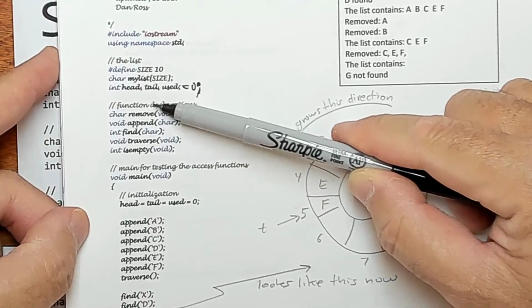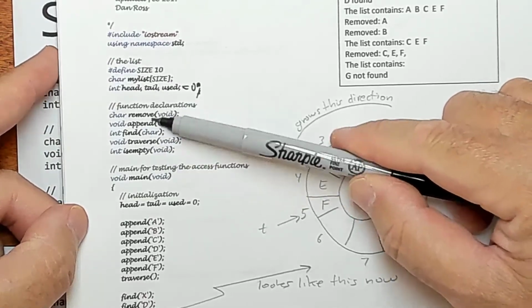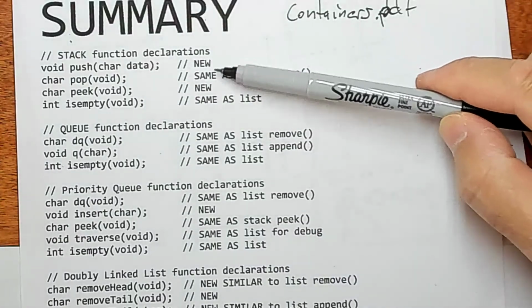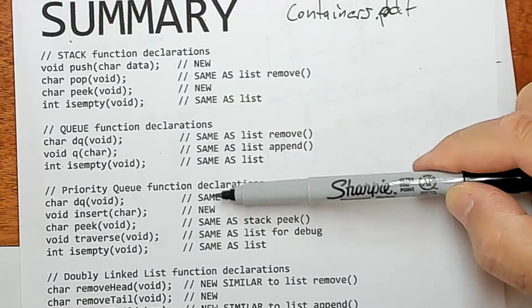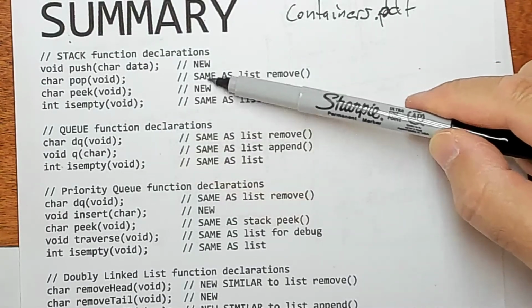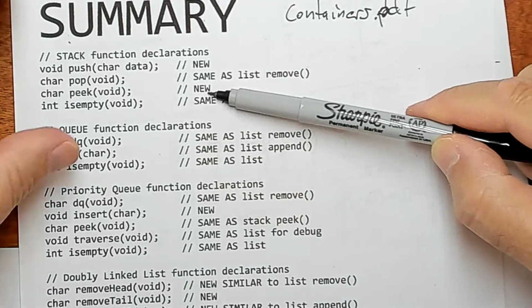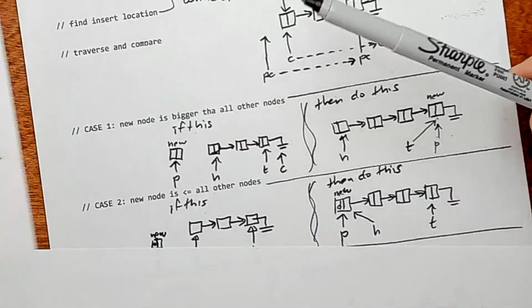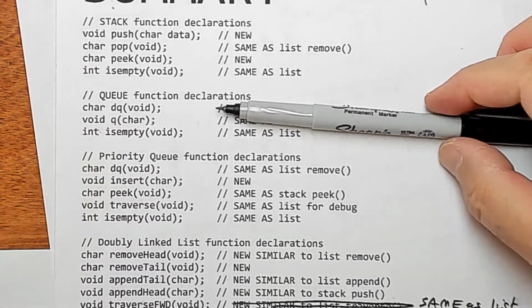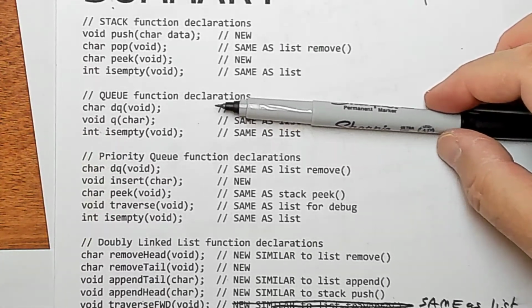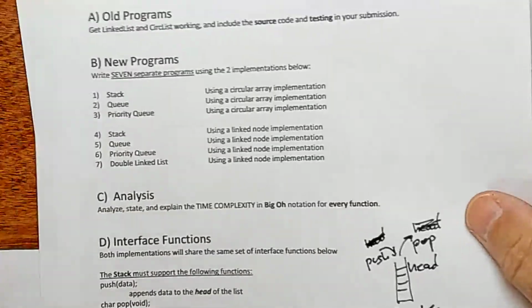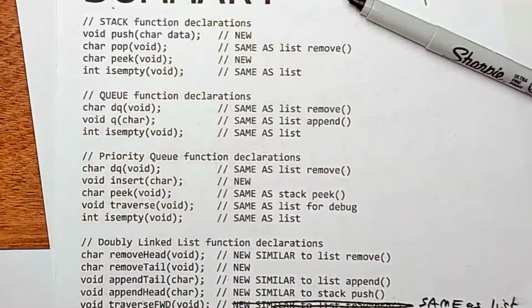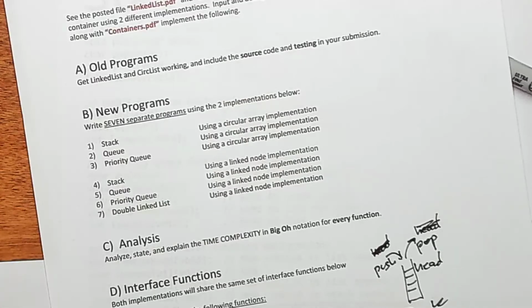Some of them you just have to change the name of the functions. Most of these are the same. You just change the name, but there's a few that are new. All right, and that's what these diagrams are for over here. So have I covered this pretty good? Let's see. It's the second page of this thing. Yeah, that's pretty much it.